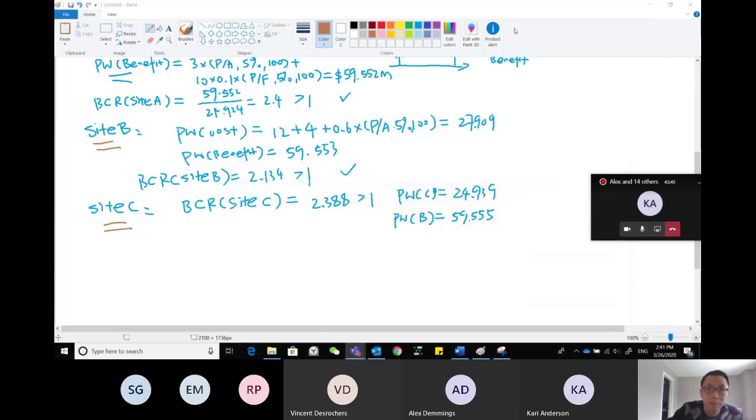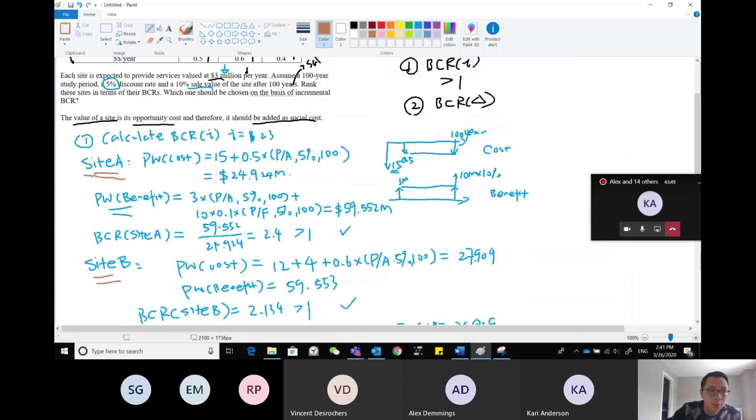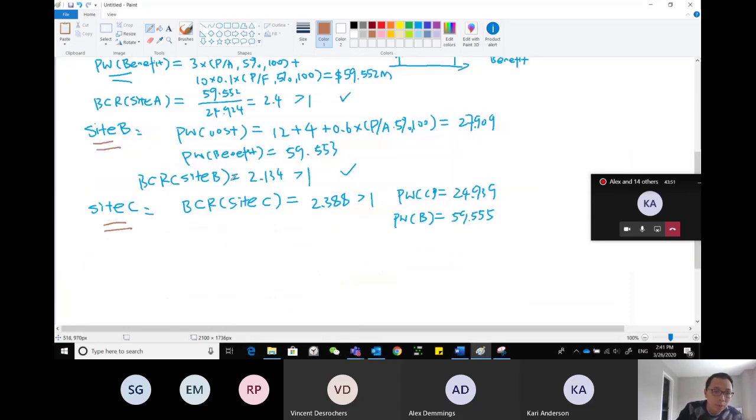Now we move to step 2. That's step 1, right? Now we move to step 2. Step 2 is basically to calculate the BCR delta. For the BCR delta, we can calculate using the same method as in question sample 1.